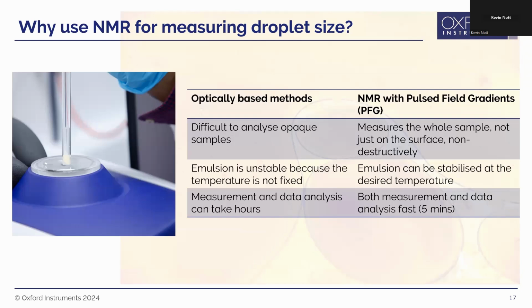So in contrast, NMR measures the whole sample non-destructively. The emulsion can be stabilized at the desired temperature, and both measurement and data analysis are fast, approximately 5 minutes, which means it can be used as a quality control in the foods and other industries.